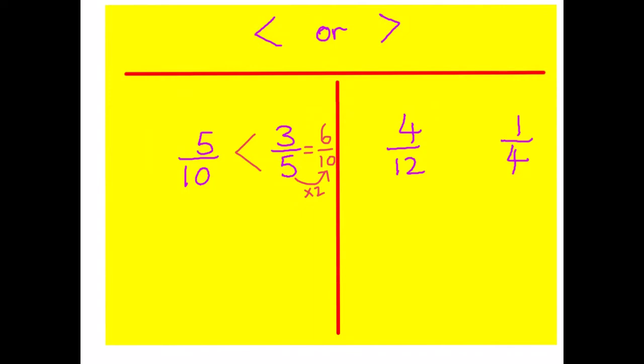My second question, 4 twelfths and 1 quarter. So I'm going to turn my quarter into twelfths. So to get from 4 to 12, I've multiplied it by 3. I have to do the same to the top. So I end up with 4 twelfths are greater than 1 quarter, because 1 quarter is 3 twelfths.